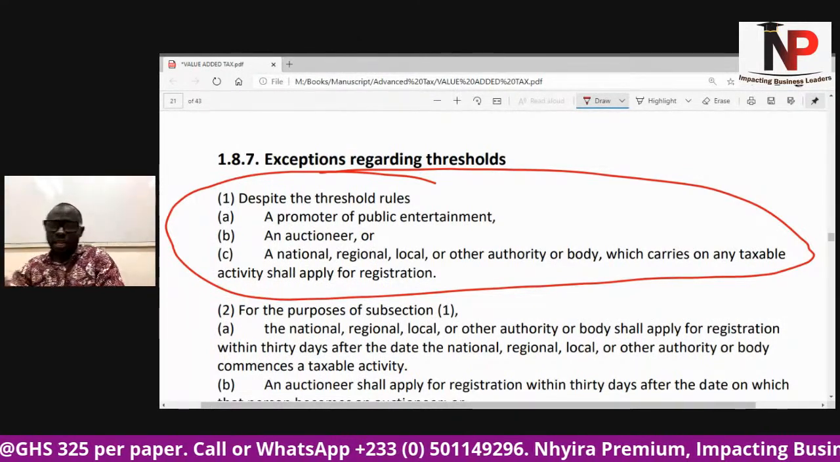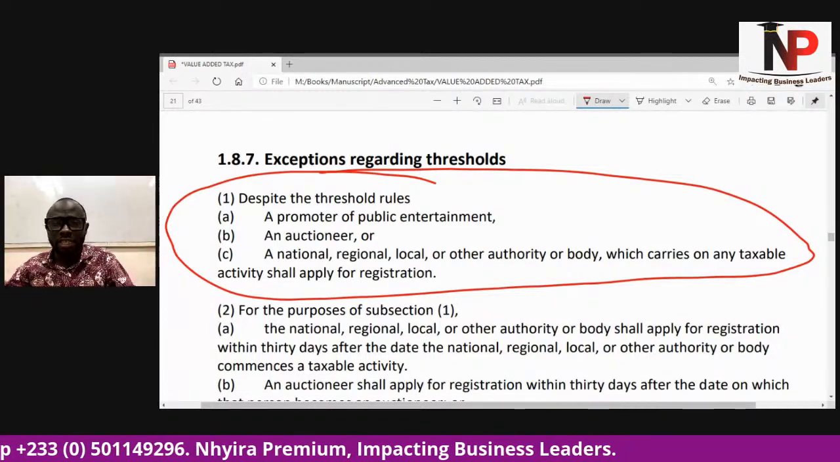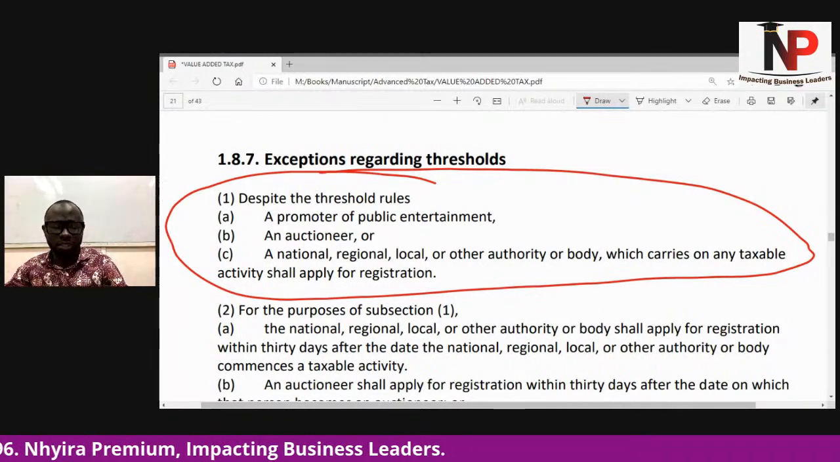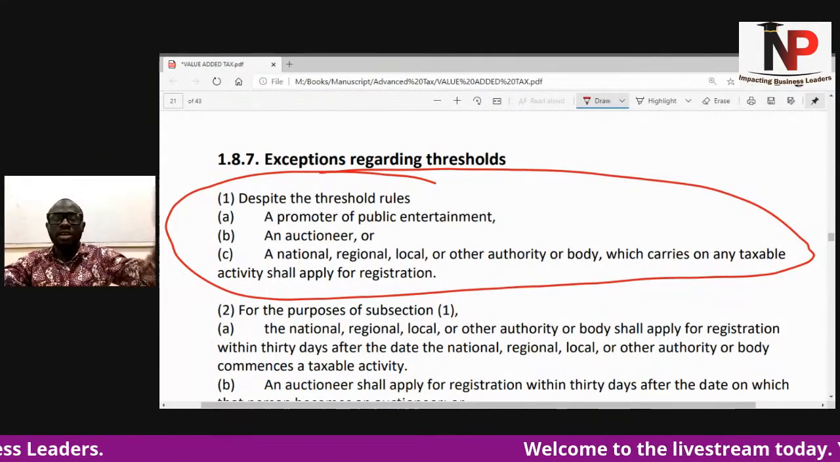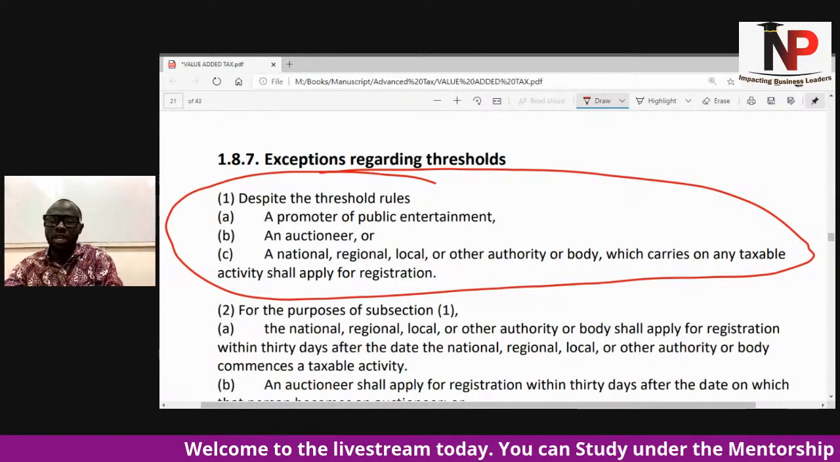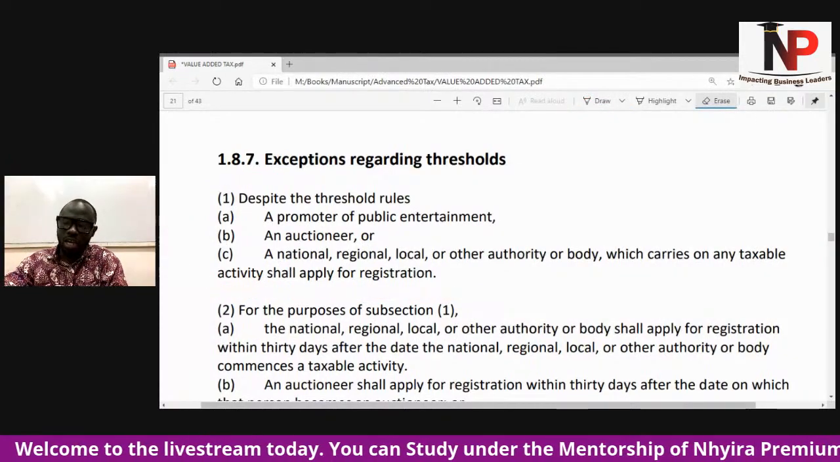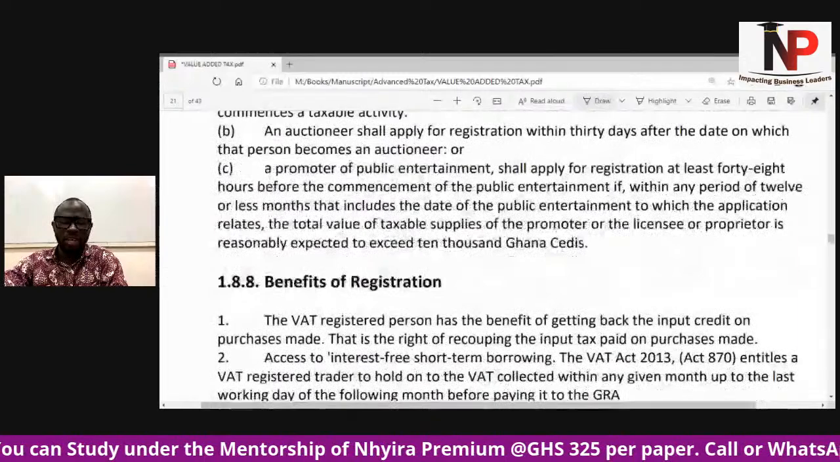So here, irrespective of the threshold, as far as you are a promoter of entertainment or an auctioneer, there is a VAT component in that which has to be paid to the revenue authority. So these are also something that you need to understand in that case.